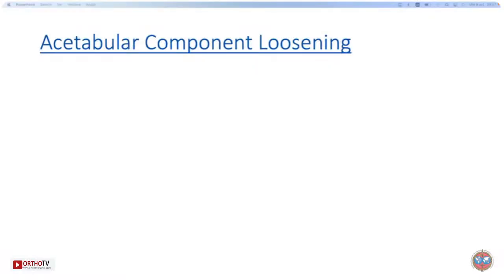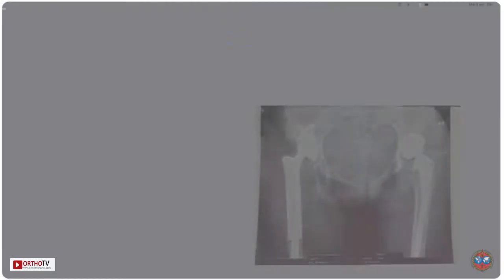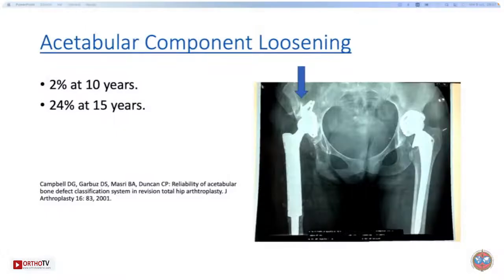I will start with acetabular component loosening. At least 2% of acetabular components loosen after 10 years, and 24% of acetabular components loosen after 15 years. That is a fact.